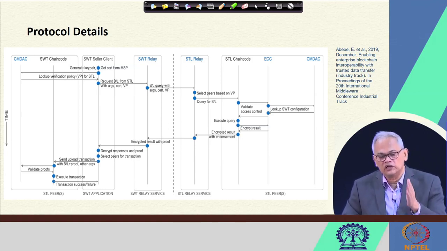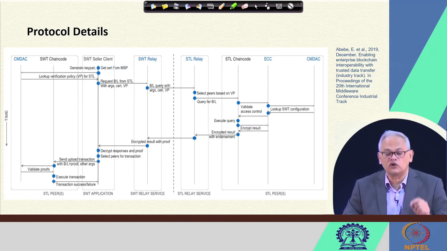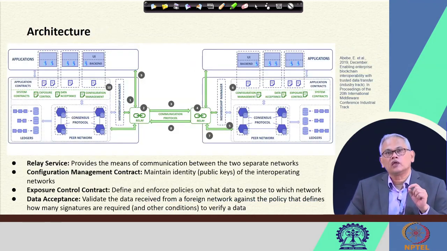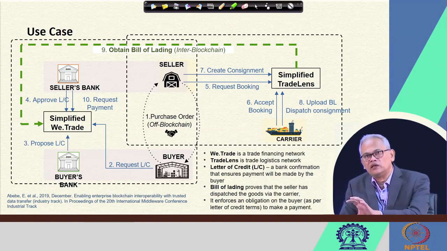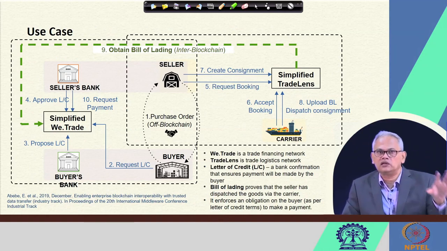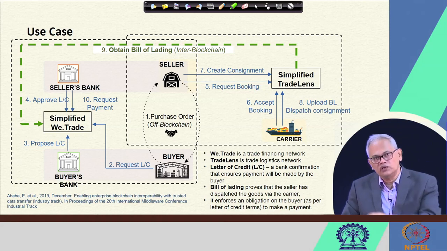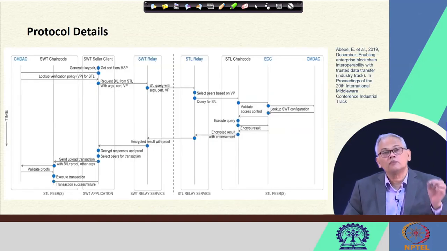So, you see that from the top, the information is first flowing from the requirements in the SWT network to its relay, which in turn is sending this request for the bill of lading, as we said, to the STL relay, which is on the other side. Because, just for your understanding, here we said that this bill of lading information is to move from the STL network to the SWT network.